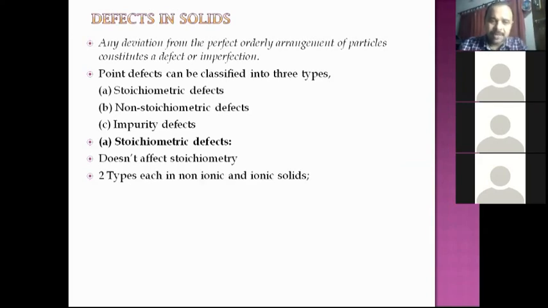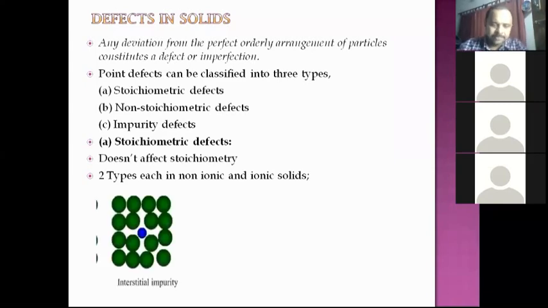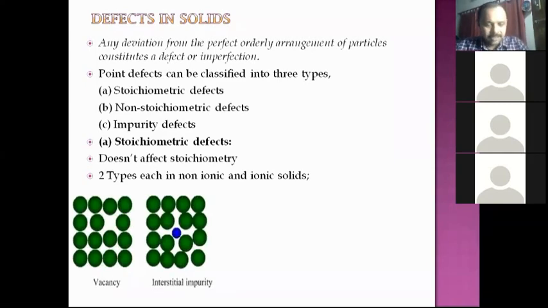Under stoichiometric defect, there are two types each in non-ionic and ionic solids. For example, non-ionic means covalent, which contain only atoms in their lattice sites. Ionic is NaCl, CsCl, all this. So in non-ionic, there are two types of stoichiometric defect. In ionic, there are two types of stoichiometric defect. We'll see now in this diagram. So in non-ionic, that is covalent, there are two types of stoichiometric defects. One is vacancy defect and one more is interstitial defect.